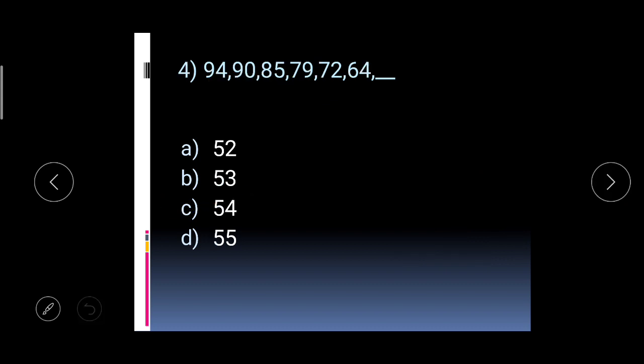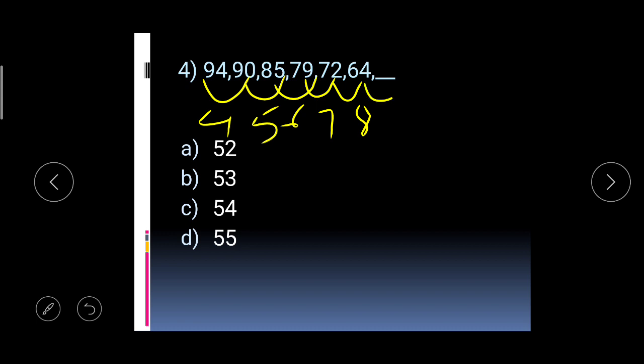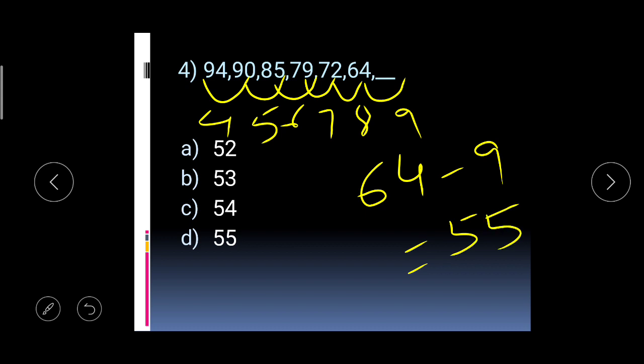Okay, let us see the next series. 94, 90, again it is a decreasing series. Decreasing by what? 4, then decreasing by 5, decreasing by 6, decreasing by 7, decreasing by 8. So, next should be decreasing by what? 9, right. So, our answer is 64 minus 9, which is 55. So, our answer is 55.